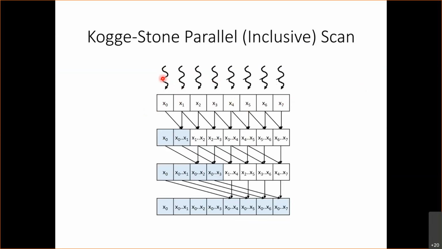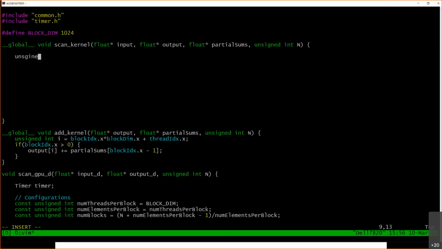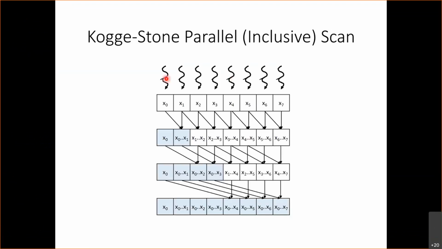So finding out what element a thread is responsible for is nice and simple. We just do unsigned int i equals blockIdx.x times blockDim.x plus threadIdx.x. Okay? So now every thread has a corresponding element that it is responsible for in the input.